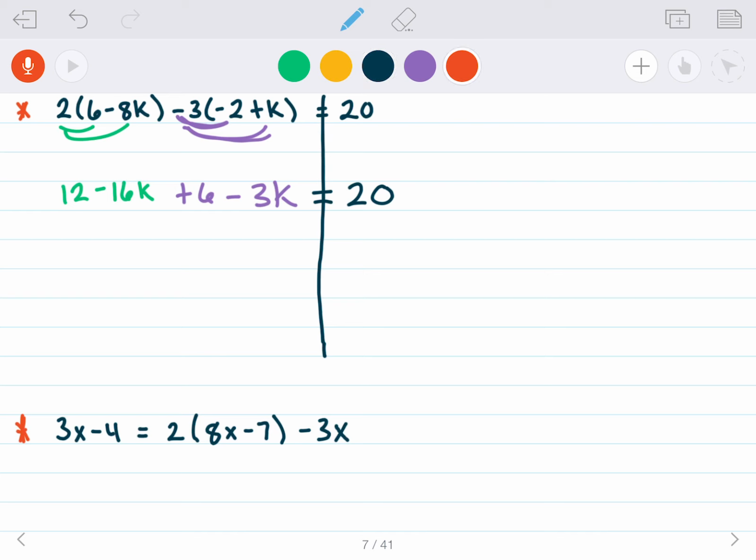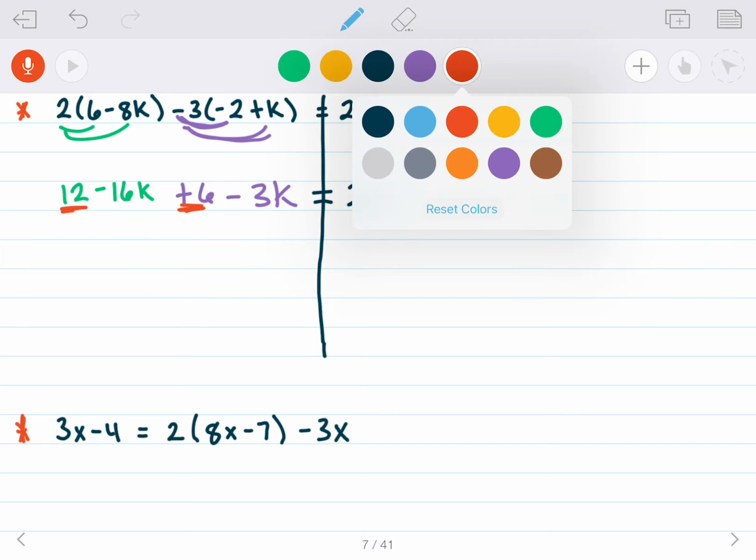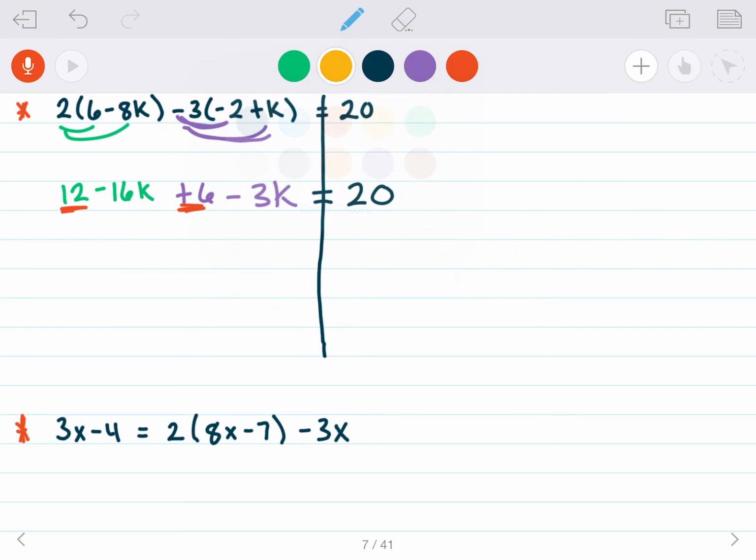Do I have like terms? I sure do. On the left side, 12 and 6 are like terms, and I also have negative 16k and negative 3k, which are like terms. So 12 and 6 added together make 18. Took way too long for me to do that. Negative 16k and negative 3k make a negative 19k. Alright, step 2 is complete.